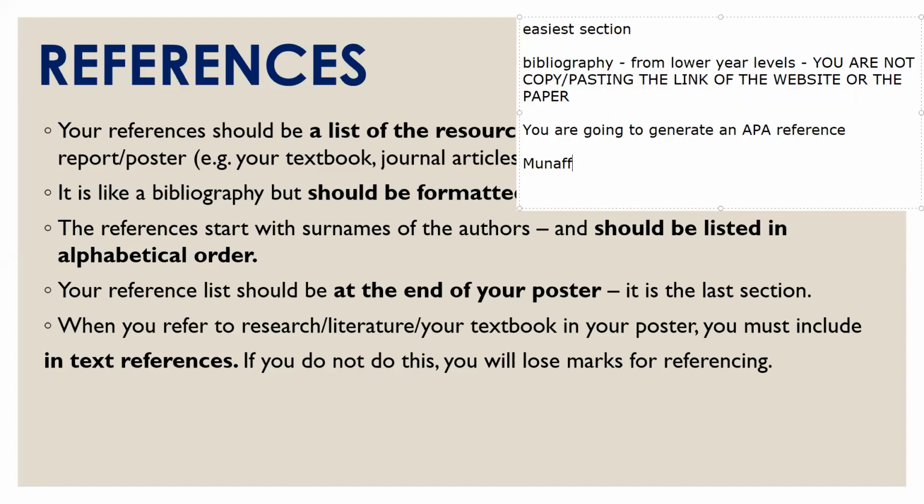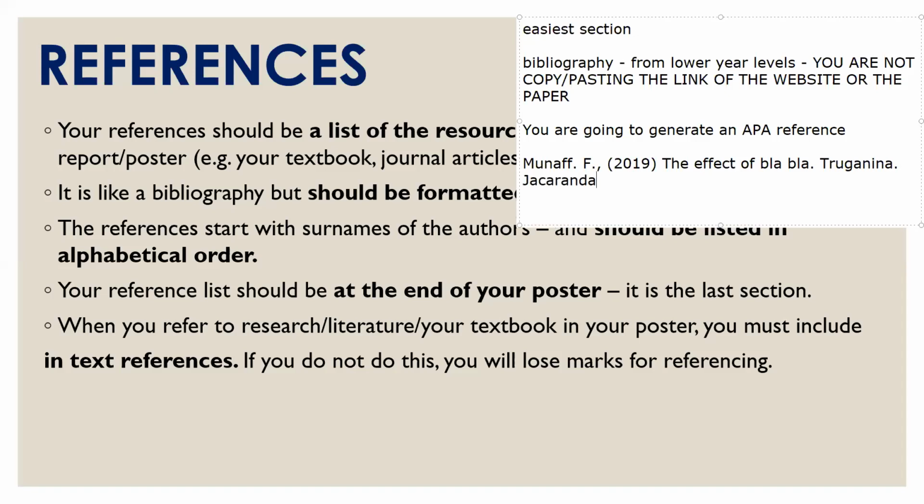So that might look something like my name, okay, and the year that I published it. So maybe 2019, let's say, the effect of blah, blah, the location of the paper where it was published. So if I published it in Truganina, I would say, okay, Truganina, and then the name of the publisher. The name of the publisher. So I might say Jacaranda or Edrolo Publishing or whatever it is, okay? And yeah, there's a specific structure. So that's what the references in your thing need to kind of look like, okay?